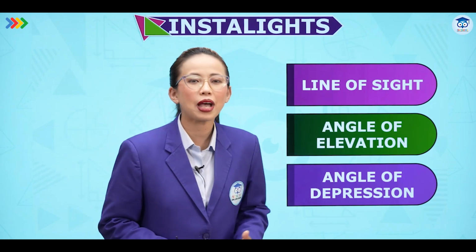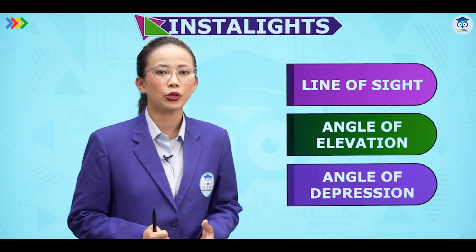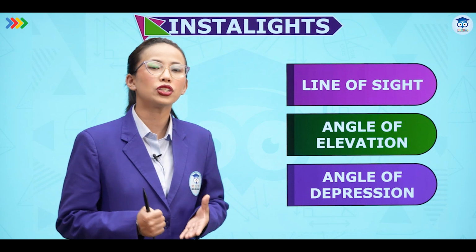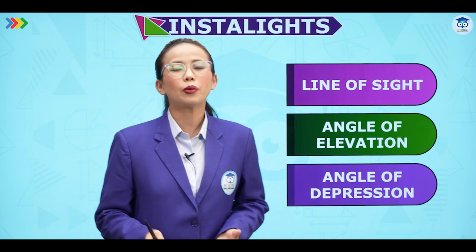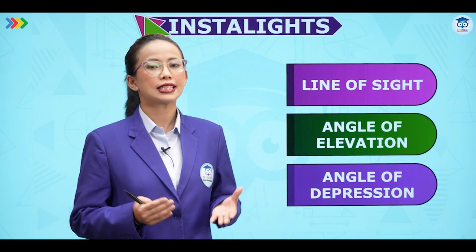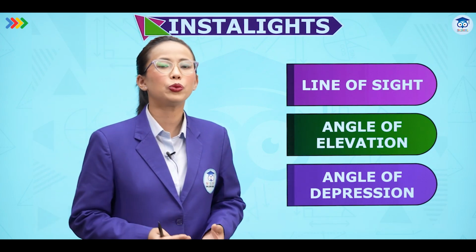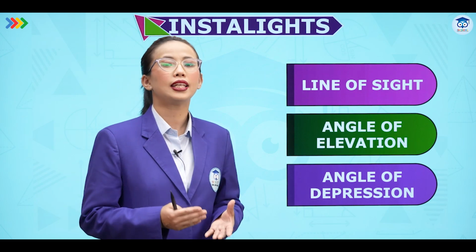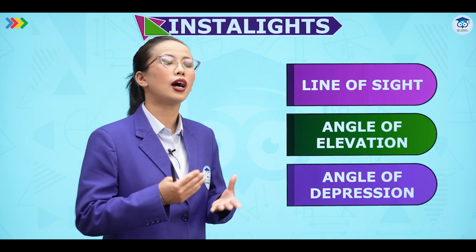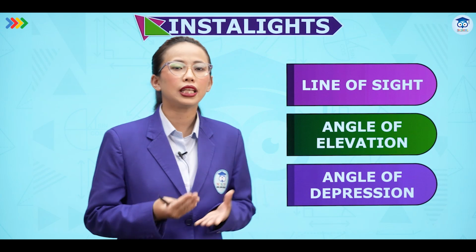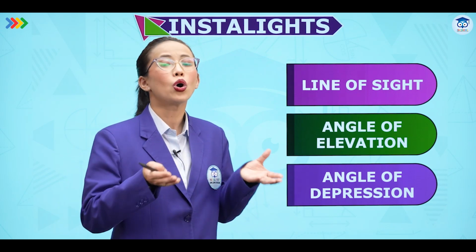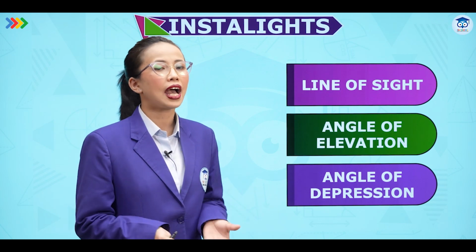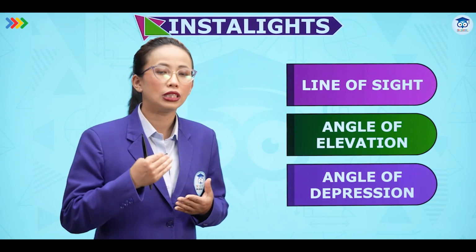So let's recap what we have learned in this video. In this video, we have understood the line of sight and the angle of elevation. The angle of elevation is nothing but the angle made between the horizontal line and the line of sight when you look up. And the angle of depression is the angle made between the horizontal line and the line of sight when we look down.